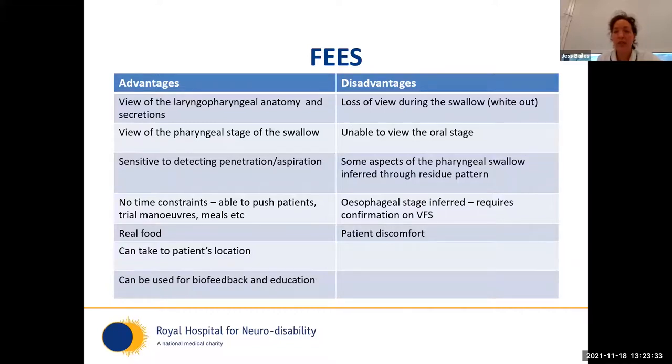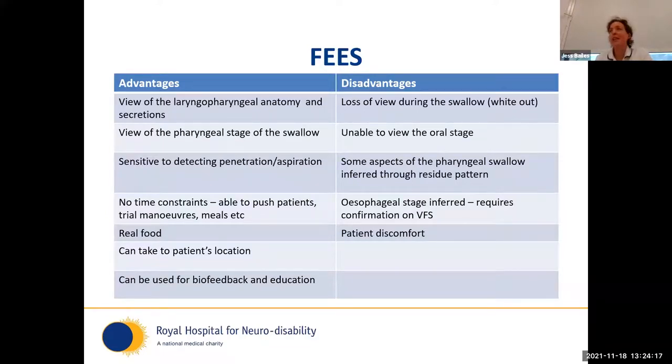We can't view the oral stage, but we can make inferences about it. And again, some aspects of the pharyngeal swallow, we have to infer through the residue pattern. So for example, if you saw significant molecular residue, you might hypothesize that there was either reduced base of tongue to pharyngeal approximation or inadequate epiglottic deflection. So you'd have to make inferences. And then you might want to confirm potentially with a video fluoroscopy at a later date. Similarly, the esophageal stage isn't seen and you can only infer. Again, you might need to confirm with video fluoroscopy.